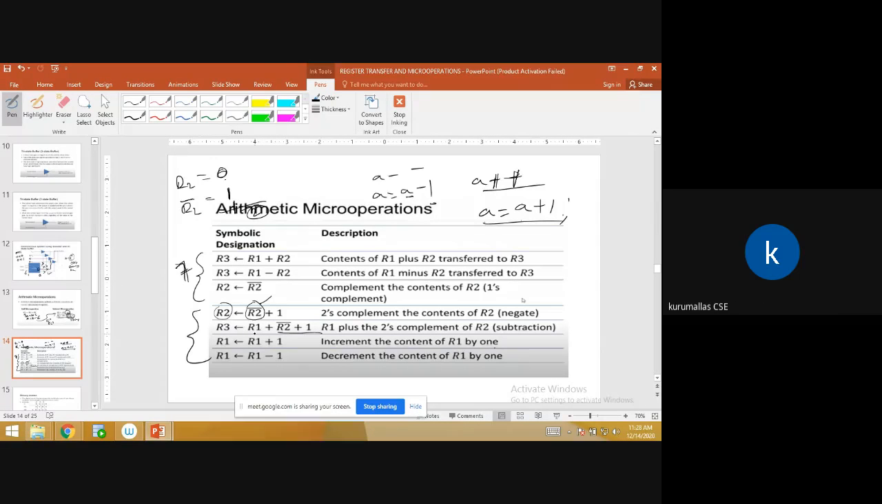Okay, very clear. R1 plus R2 bar plus 1 means, for suppose if you take R2 equal to 0, R2 bar means 1's complement. What is the meaning of 1's complement? Zeros are replaced with 1's, and 1's are replaced with zeros. So we get R2's 1's complement. Again, we have to add 1. If we add one more 1 to the 1's complement, that is 2's complement. So R1 plus 2's complement of R2 means subtraction, right? So this is about micro operations.